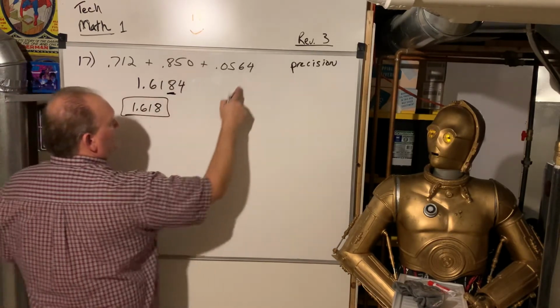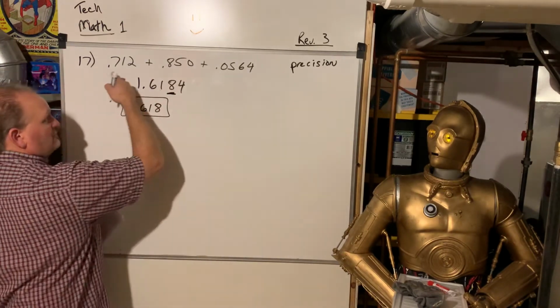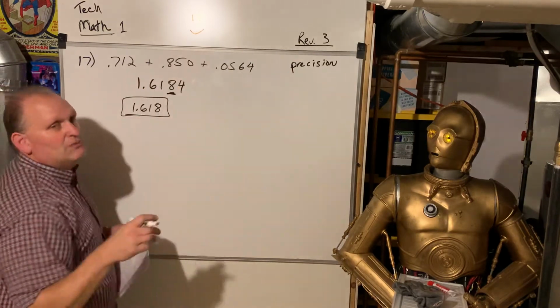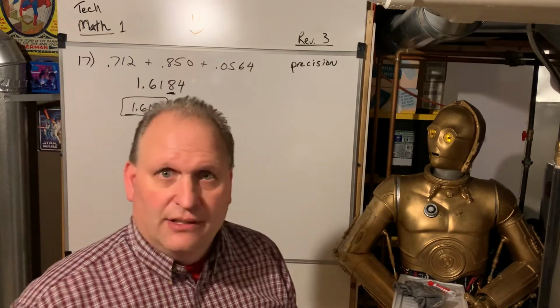Okay? If we were to report it out as it is, then the assumption is you went out to 10,000ths place on the whole calculation. That's why you always go with the smallest, the worst precision. Okay?